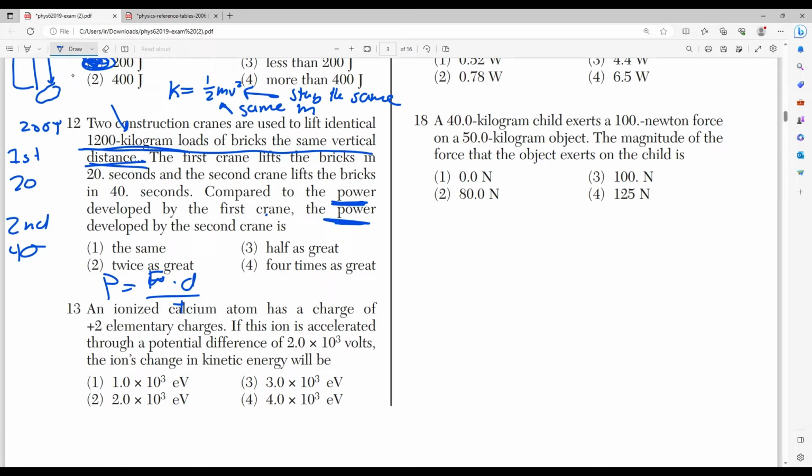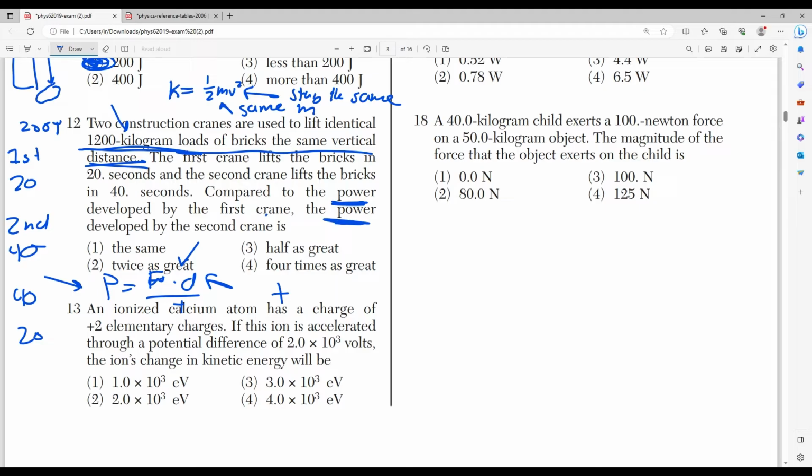So if they're being lifted the same distance, the d is going to be constant. And the force of 1,200 kilograms, they're lifting an identical load, right? So the load is going to be the same. So the only thing changing here is the time, right? And if the second crane takes twice as long, you're dividing your power by 40 compared to the first crane, where you're only dividing by 20, right? If you divide something by a bigger number, you're going to get a smaller answer, right?